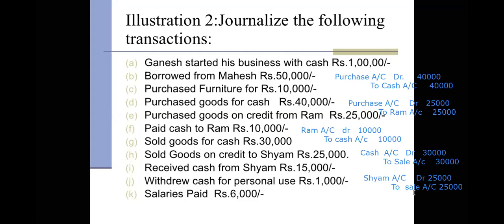Fine, so shall I proceed next? Okay, fine, beta. Now see this. Next entry, just see this. It is written that received cash from Sham rupees 15,000.